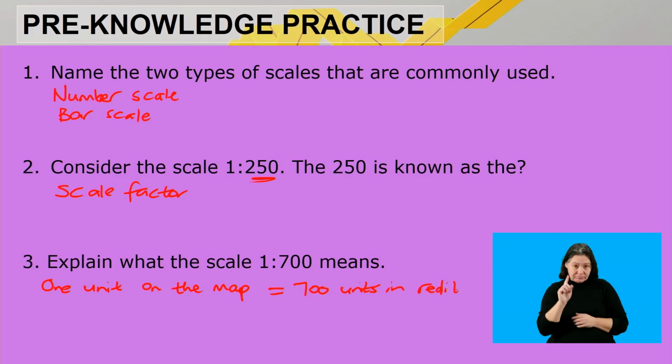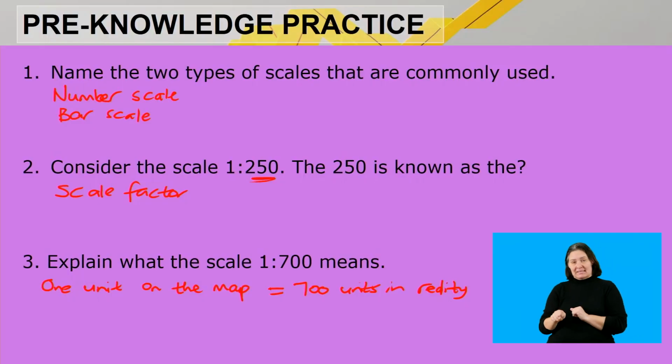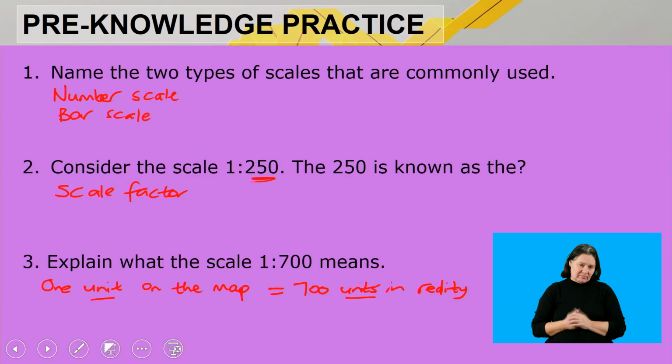Guys, are we clear on that? I don't want us to use any other units like centimeters, meters, because I've noticed that most of the time learners mix up. For example, they say 1 centimeter on the map equals 100 kilometers. So let's rather focus on the word unit. So 1 unit on the map represents, or is equal to, 700 units in real life, or reality.